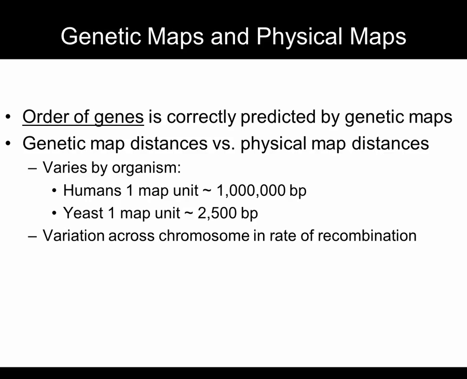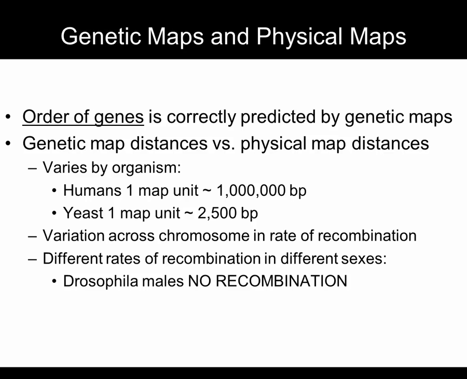Even looking at just a single organism, there can be variations in recombination rate along a chromosome. If there's a hotspot, a place where recombination is particularly common between two genes, you will see a higher recombination frequency and the genes will appear closer together than they are. Finally, recombination rates can vary between the sexes. In the most extreme example, male Drosophila don't do any recombination.